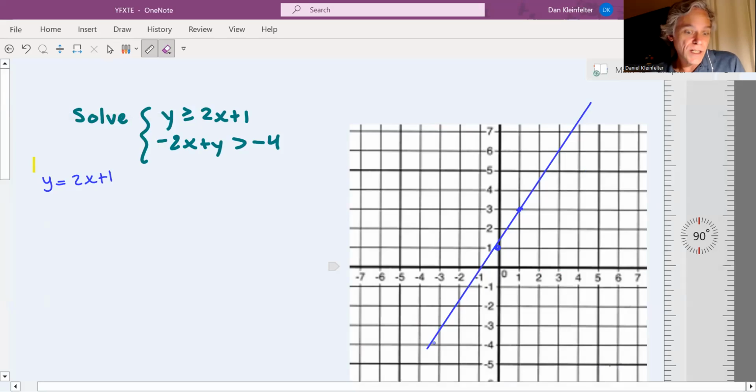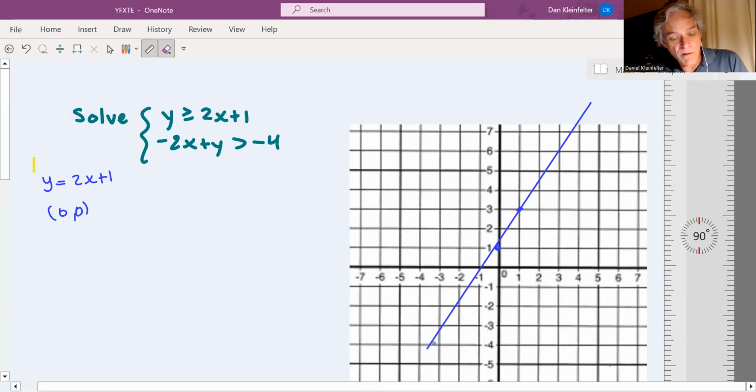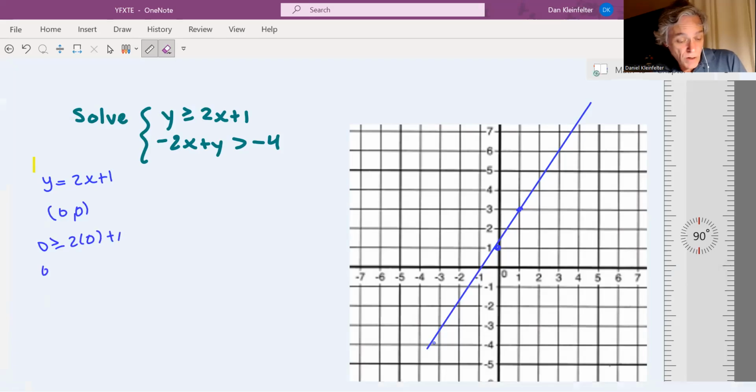Okay, and then which side shall I shade? So let's check that. This guy doesn't pass through the origin, so once again, we can test with the origin. 0 greater than or equal to 2 times 0 plus 1. 0 greater than or equal to 1? Answer is no. So none of the points on the right side will make solutions. So that means that all the solutions have to be on the left side or upside, depending on how you want to look at it.